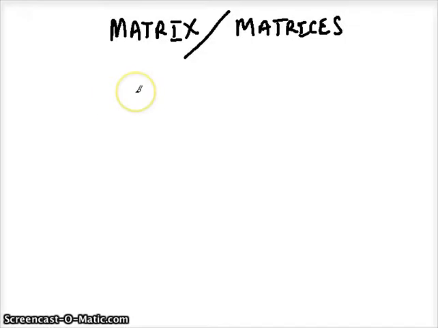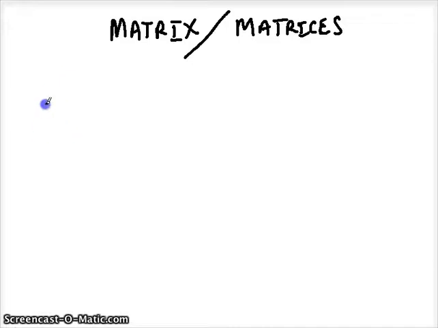In this video we're going to be doing some math with matrices. A matrix is the single version, and when we have more than one matrix we have matrices. So there's our single and plural version. A matrix is a rectangular arrangement of numbers or data.